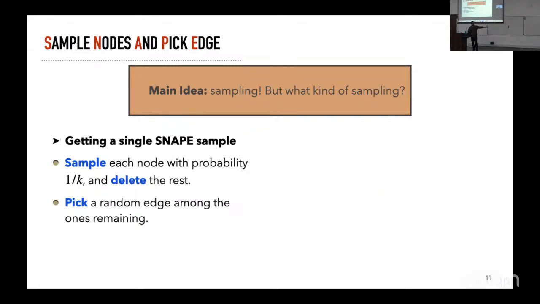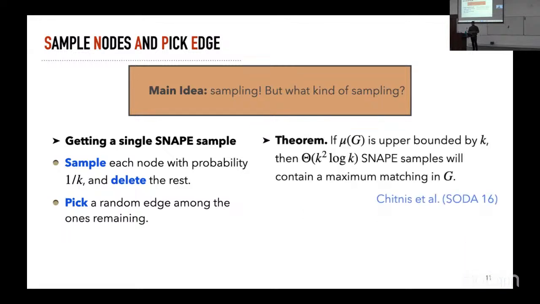Okay, so why are these things useful? It turns out that here's a theorem that's going to be the critical theorem for this proof: if your guarantee holds, if K is an upper bound to the maximum matching size, then about K squared Snape samples are guaranteed to contain a maximum matching in G. If you take enough samples, then you will preserve one of your maximum matchings. Okay? So how do we prove something like that?